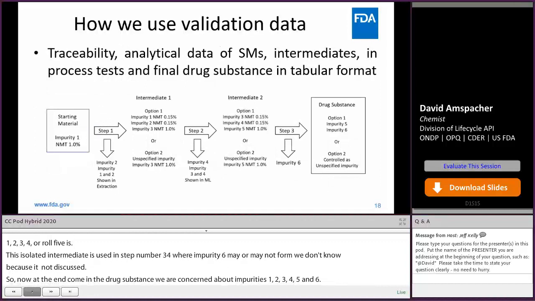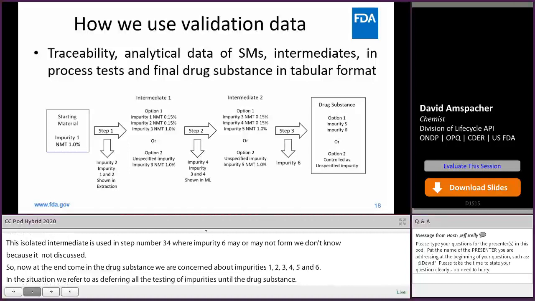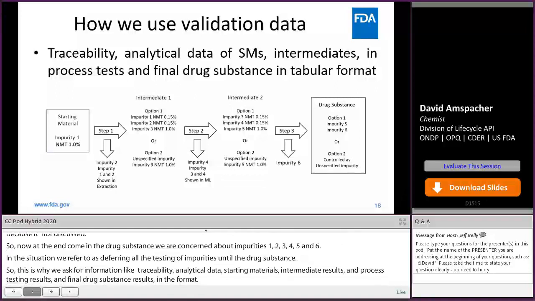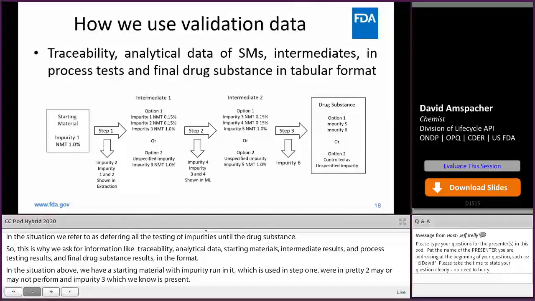So this is why we ask for information like traceability, analytical data of starting materials, intermediate results, in-process testing results, and final drug substance results in tabular format. In this situation above, we have a starting material with impurity 1 in it, which is used in step 1, where impurity 2 may or may not form, and impurity 3, which we know is present. In this example, the firm has shown us that impurities 1 and 2 are purged into the water layer of an extraction, and they have isolated the intermediate and controlled impurities 1, 2, and 3 as specified impurities.